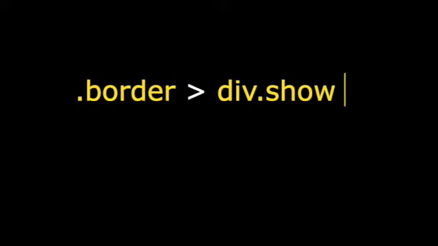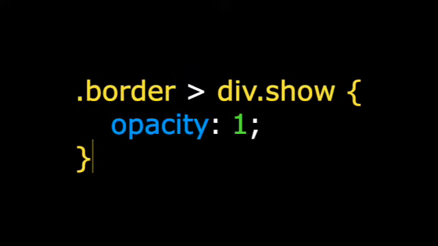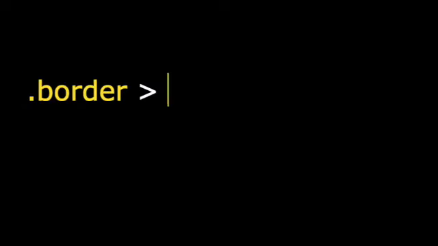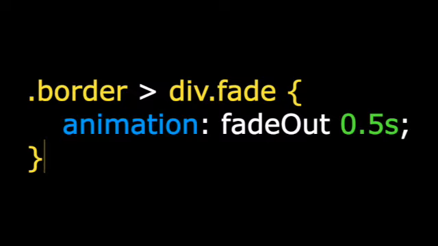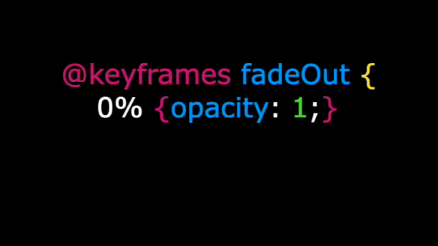Go back to the CSS once again and type in the border class with a child combinator of div show, put in the opacity property with 1, and then add another border class child combinator of div fade with animation fade out 0.5 seconds. Make sure you put in the keyframes of fade out with 0% at opacity 1 and 100% with opacity 0. Whew, that's a lot to process, but you're almost there.